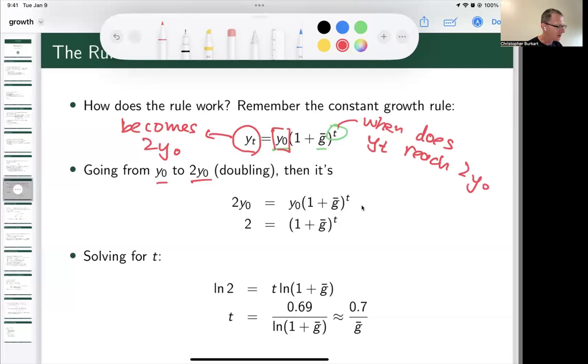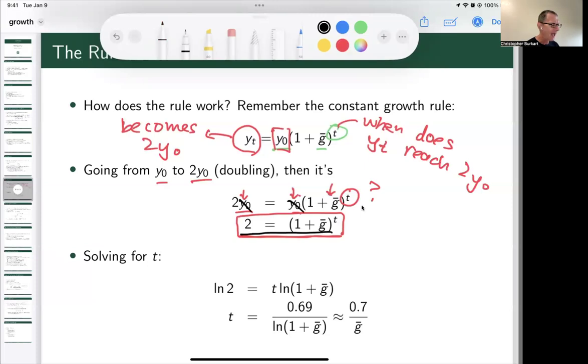So from y0 to 2y0, well, then that just means, start at y0, 2y0. We know what y0 is already. We know what g bar is already. And so again, all we're doing is trying to figure out, what's t supposed to be? So the trick here is how do you solve this? If you're wondering where the y0s go, well, they exist on both sides of the equation, and we can just cancel them out. And that's how we end up with this 2 equals 1 plus g bar to the power t.